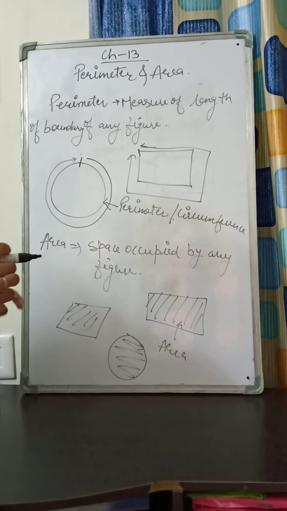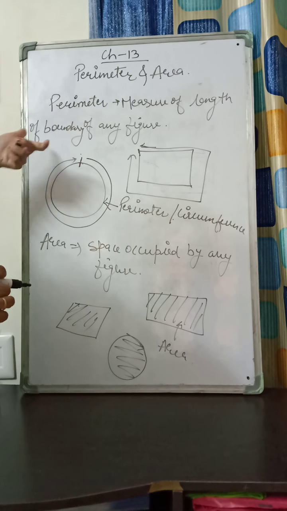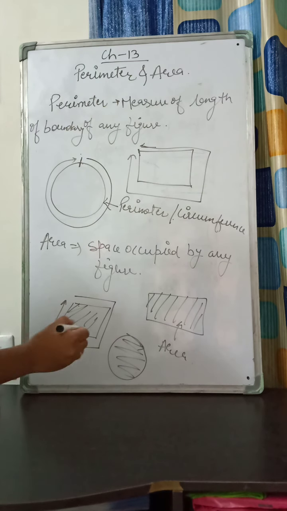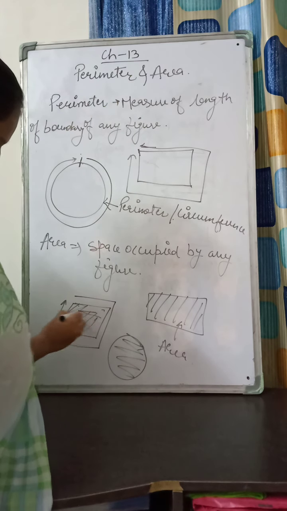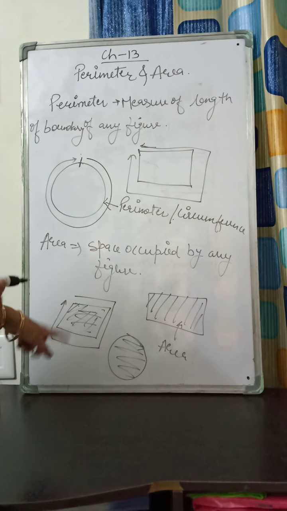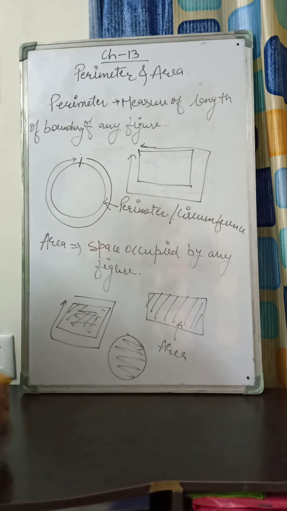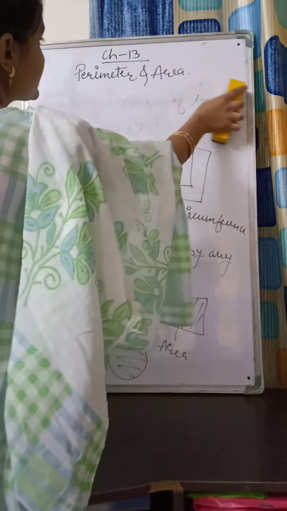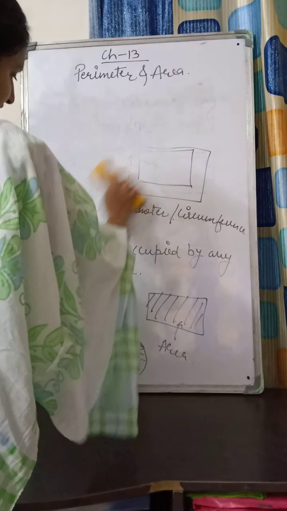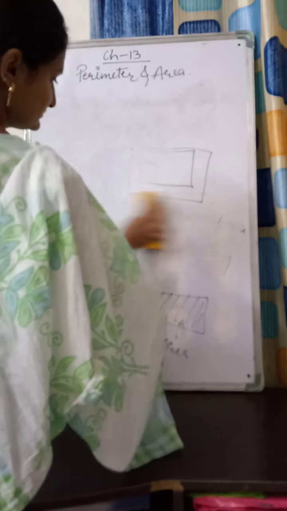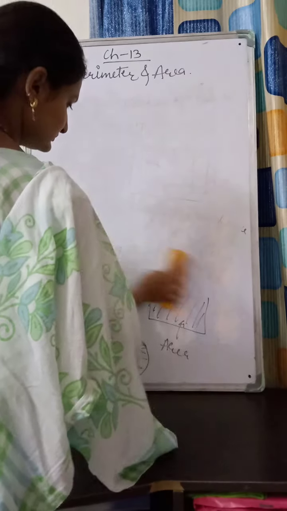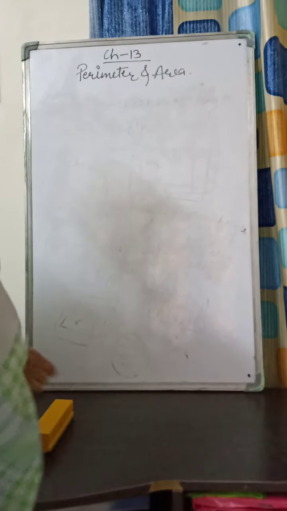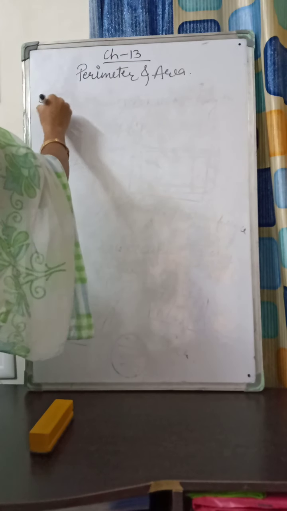So students, there is a major difference between perimeter and area. Perimeter is the length of the outer boundary and area is the inside space covered by this boundary. Fine. So now we will discuss the perimeter and area of some figures. First is our square.